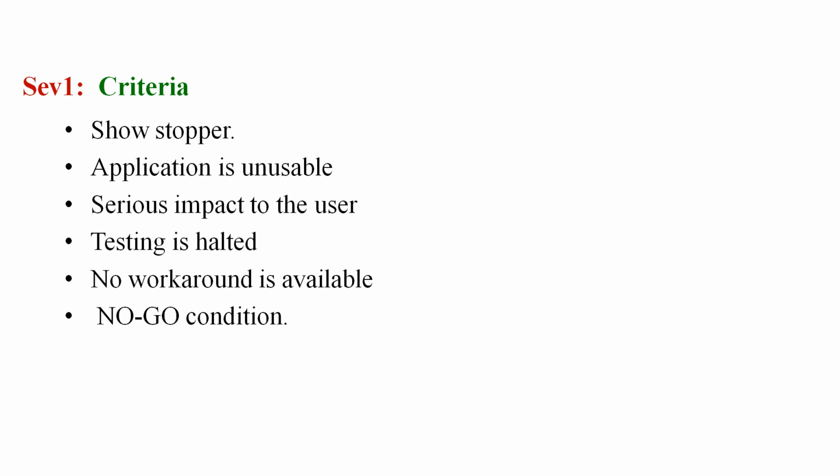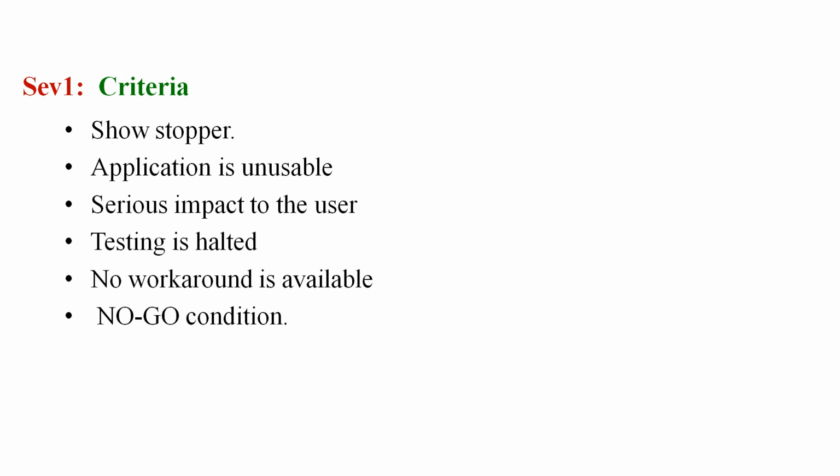Right? So, this entire application is unusable. Entire application is unusable means, from the perspective of the testing process, the software test engineers cannot do testing. There is a serious impact to the user or to the testing team. The entire testing is halted, that means entire testing is stopped. Why? Because of this defect in the project. No workaround is available. That means there is no work at all for the entire software testing team because entire testing is halted.